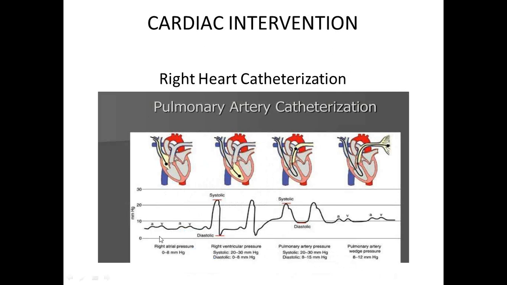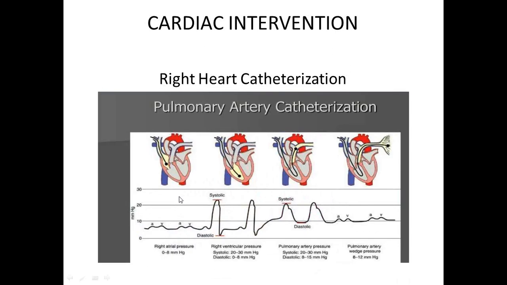The normal right atrial pressure is usually between 0 and 8, okay? And you'll hear talk about the A wave, X descent, V wave, and Y descent. We'll talk a little bit more about that. But when the catheter is in the right atrium, you'll get your right atrial pressure tracing. The right atrial pressure tracing is comprised of a number of different waves and descents, however.